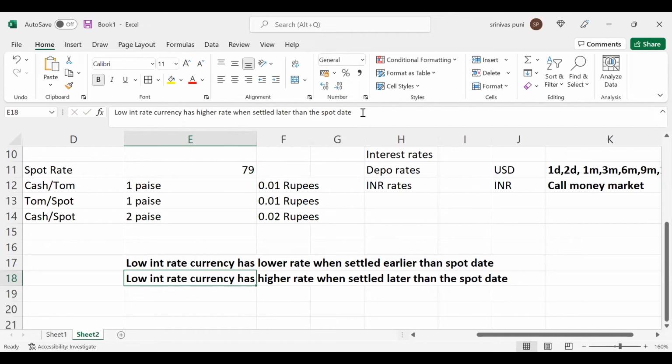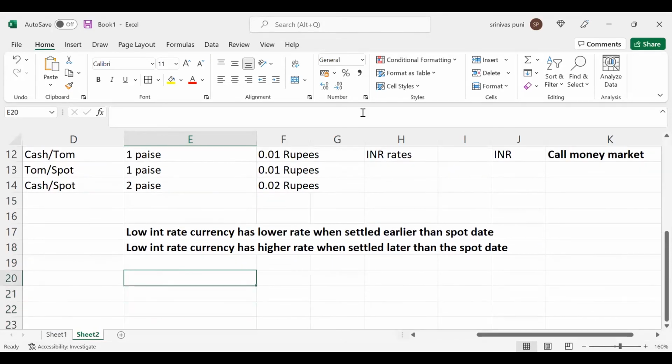which means if I want to buy dollars for a future date, so for example, today is 7th July, so my spot date is, let's say, 8th, 9th and 10th are holidays, so 11th July is my spot date. If I want to buy dollars for a future date, let's say 30th of July or 31st of July, obviously the rate that is quoted in the market cannot be 79, which is a spot rate. It has to be higher than spot rate. That is the difference. The settlement is later than the spot date, and therefore the rate has to be higher.